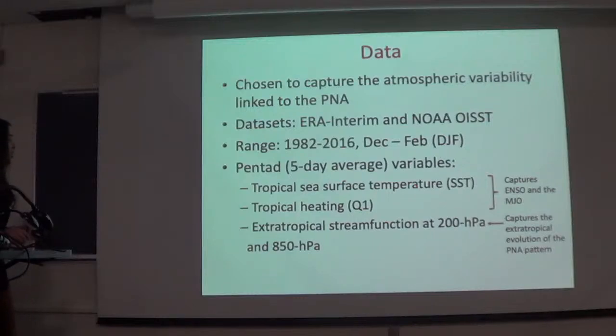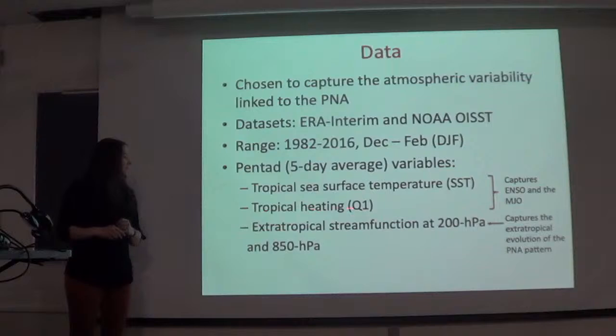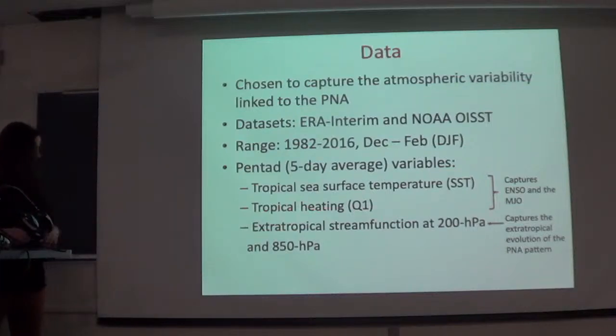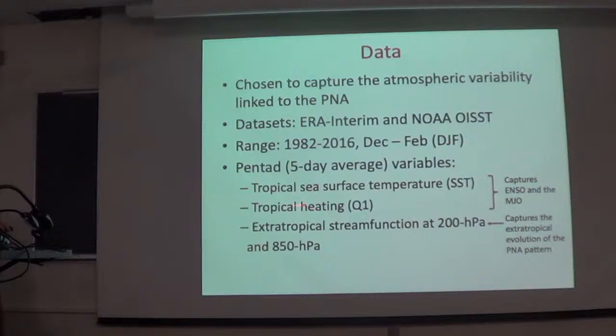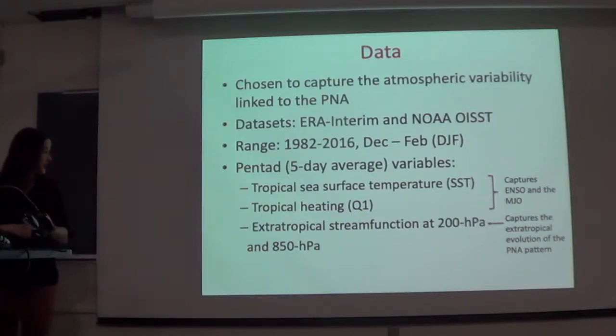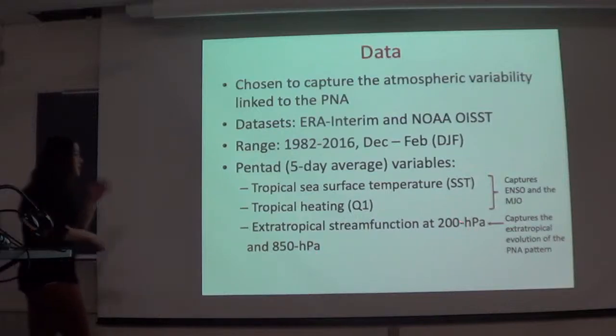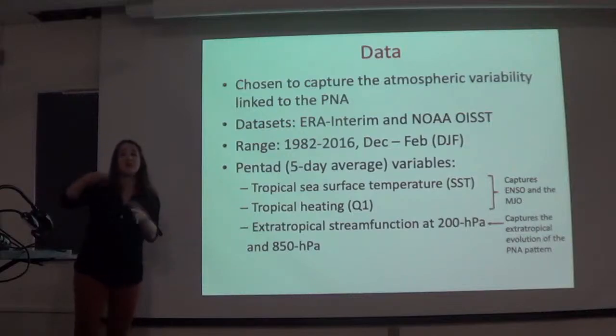In the tropics, we have tropical SST and tropical heating. Tropical heating is associated with convection. Both of these tropical data sets will capture ENSO and the MJO, which we know may be important for the PNA based on the literature. In the extratropics, we include the stream function in the upper and lower levels to capture the evolution of the PNA pattern.